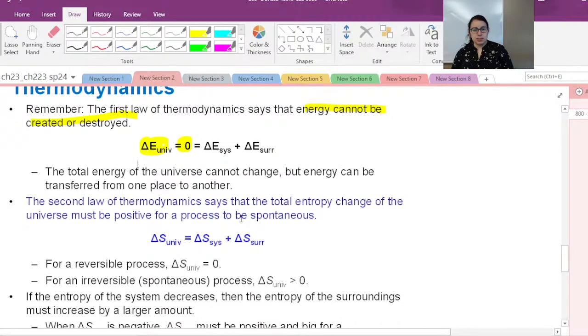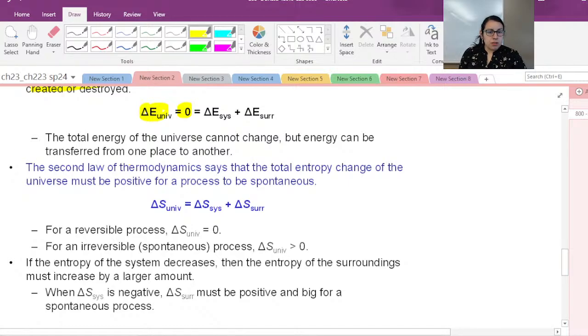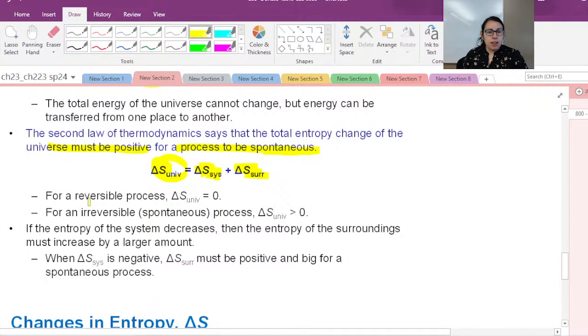And so now we see this as well. The second law of thermodynamics says the total entropy change of the universe must be positive for a process to be spontaneous. And so entropy is always increasing, right? Our universe entropy is equal to system plus surroundings. If the process is reversible, then you should have no change in entropy, so just go back and forth. And then for something that is irreversible, your change in entropy is greater than 0.